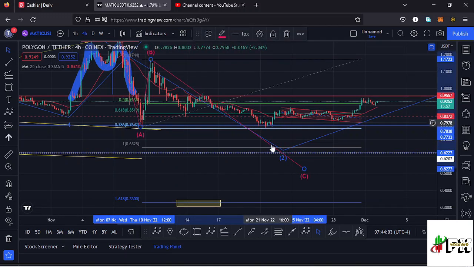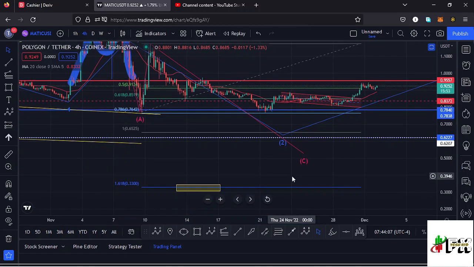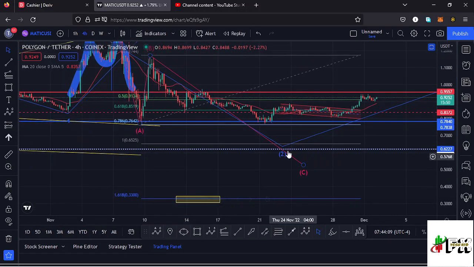Once we lose the key areas of support that we have in between here, there are chances that we might get to the fib level 1.618 to fully maximize the formation of that higher Elliott Wave count 2.